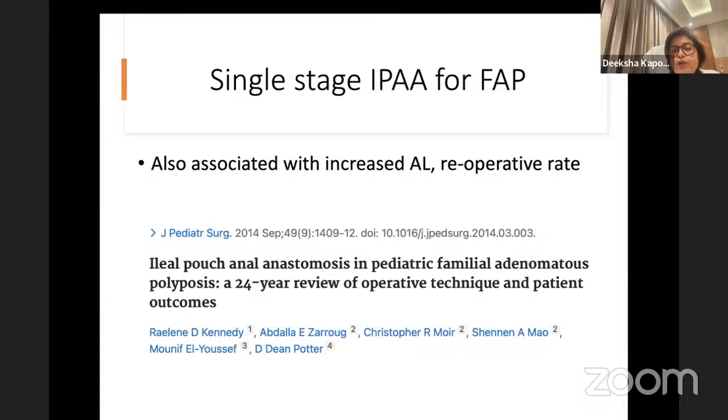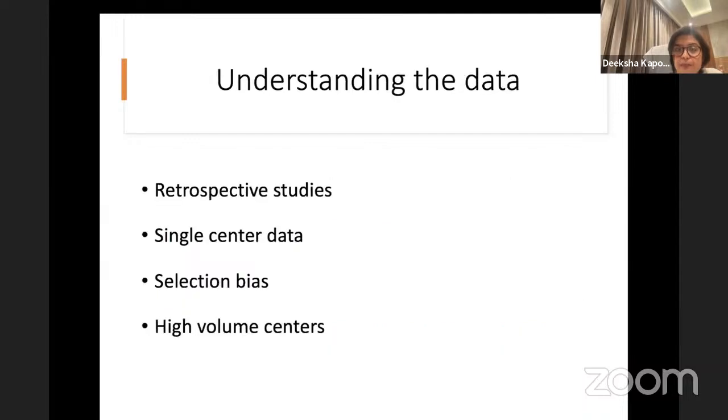Now, with ulcerative colitis, of course, we know that the bowel is diseased, but for a FAP patient, it's a polyposis bowel. It's not an inflamed bowel. So is it possible to actually do it in one stage? In this particular study, which is one of the large series of pediatric patients undergoing a pouch for FAP, it said that if the stoma was not made, it was associated with an increased risk of anastomotic leak and reoperations.